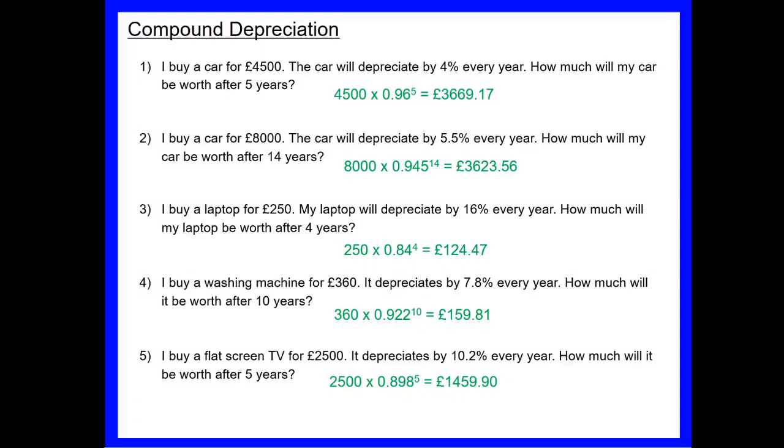And finally, our new flat screen TV, £2,500. Then it's going down by 10.2%. So 100 minus 10.2 is 89.8%. Change it to a decimal multiplier, raise it to our power. Our term this time is 5, and it will be worth £1,459.90 to the nearest penny. So if you need to pause the video now, just check through those solutions.